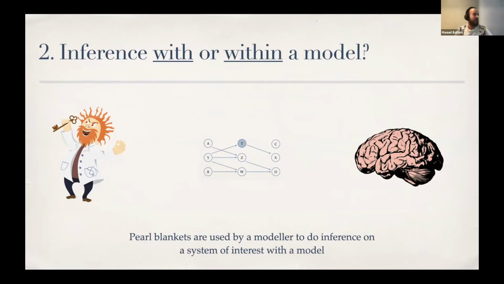So the main idea here is to say that pair blankets are usually claimed, and they are always claimed, to be a tool that a modeler, the crazy scientist on the left, uses to make inference about a system, for example a brain, on the right, using some kind of model. So the Markov blanket is some property of a model that a modeler uses to make inference about a system. Great. This is inference with a model. There is a scientist making inferences about a system with a model, the thing in the middle.